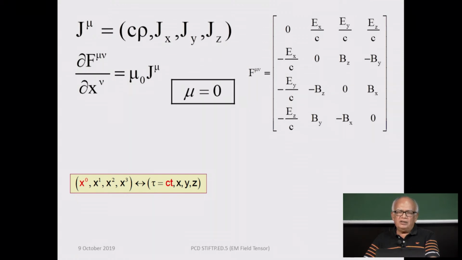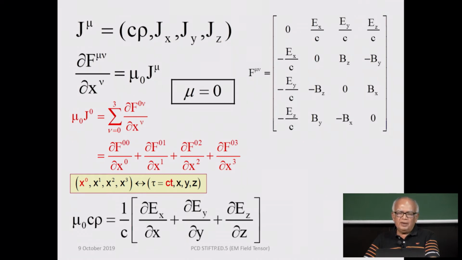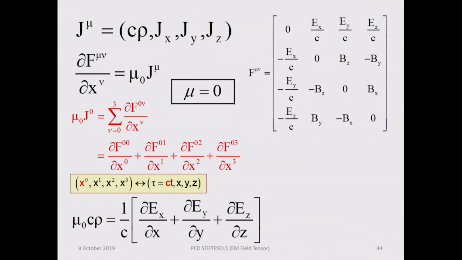So, let us look at it a little more carefully. Let us get all the components and you can see that the 0 0 component is anyway 0, so it does not give you anything. The remaining 3 components will give you the derivative of E x over c with respect to x, and then E y over c with respect to y, and E z over c with respect to z. And on the right hand side you have got mu 0 j 0, but j 0 is c times rho.